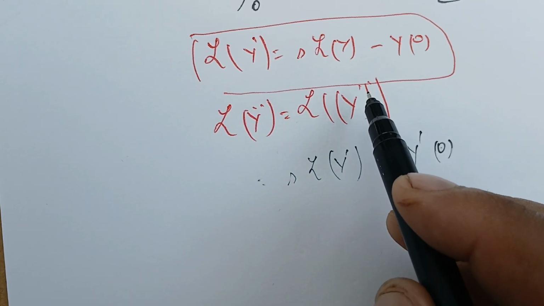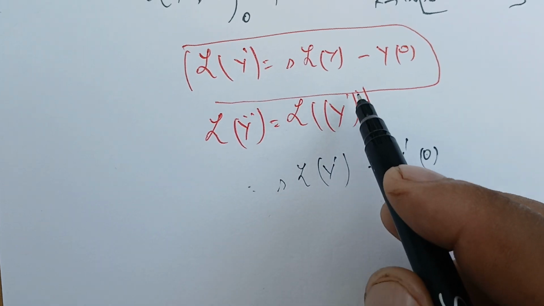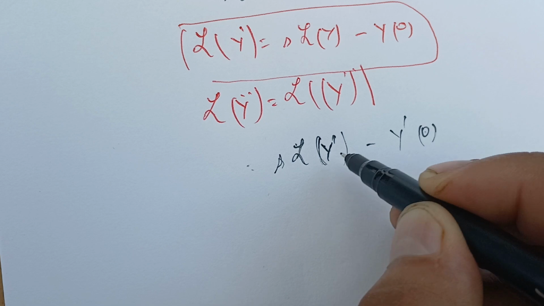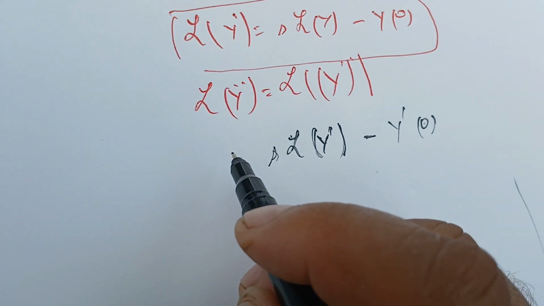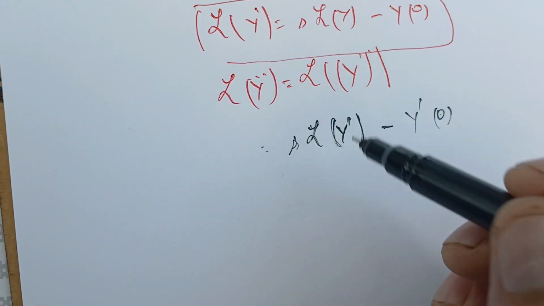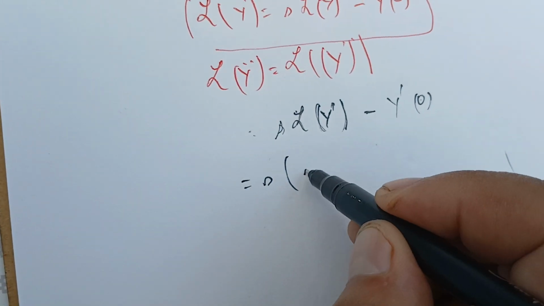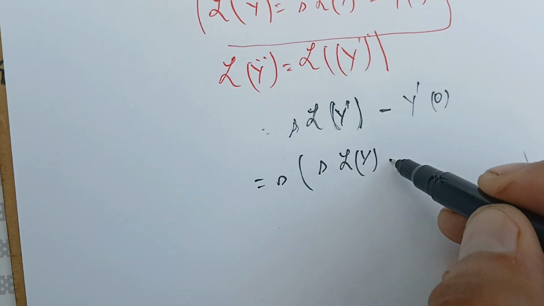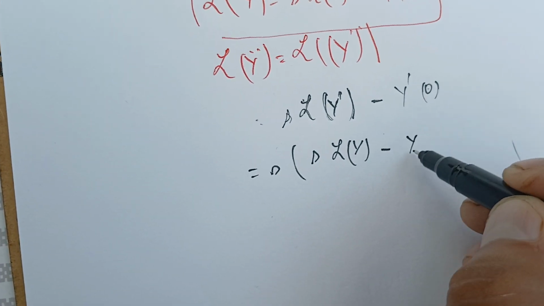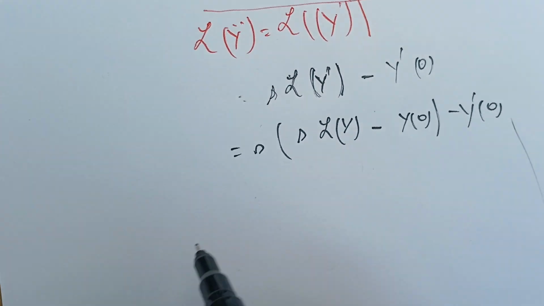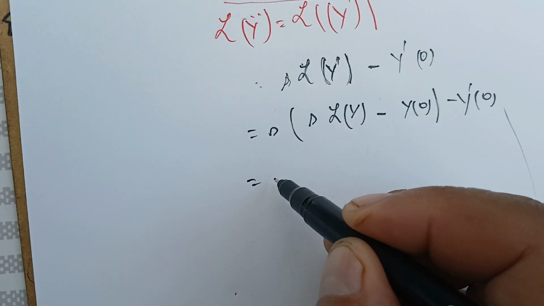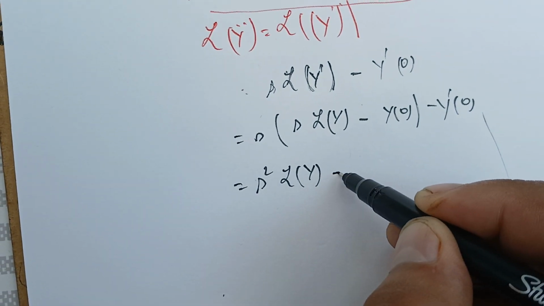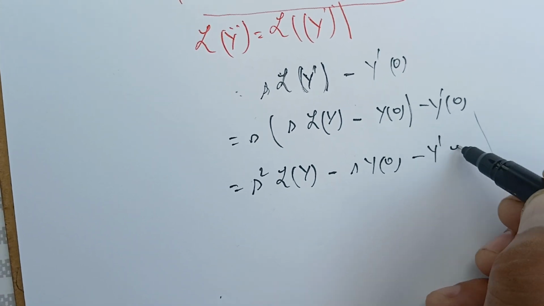You can think of y' as some f. So here it's s L of y' minus y'(0). And now we're going to use this result here. So we have s times L of y, using this one here, minus y(0), minus y'(0). Now if I expand everything, I'll get s squared L of y minus s y(0) minus y'(0).